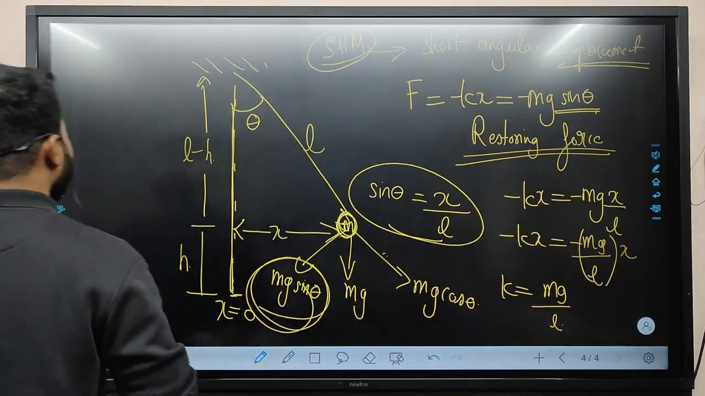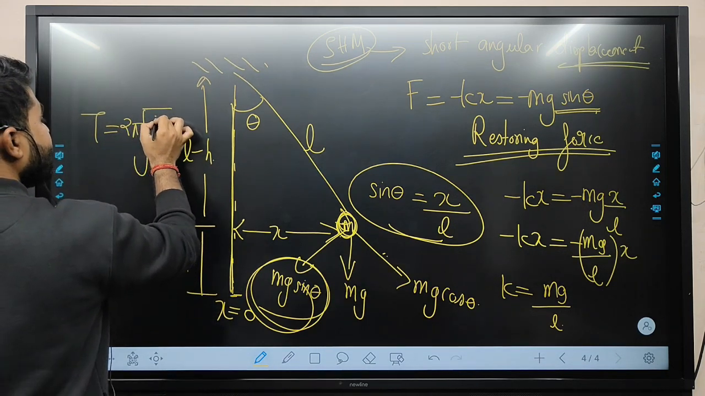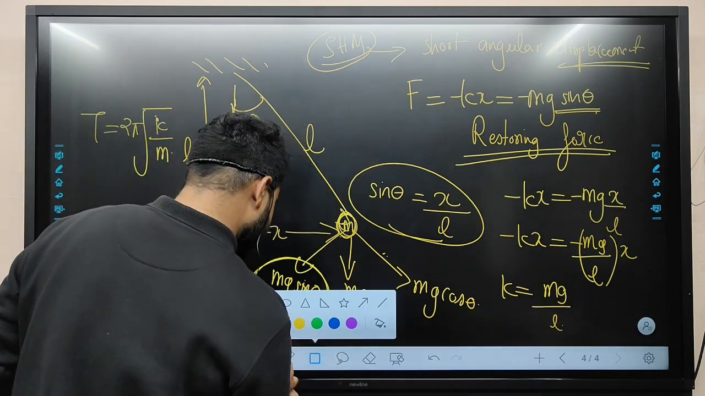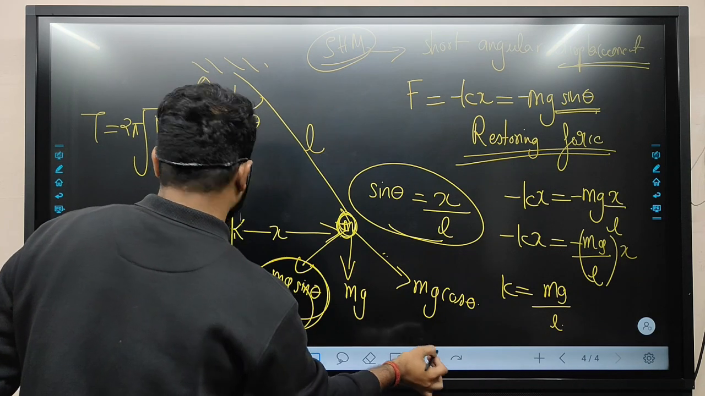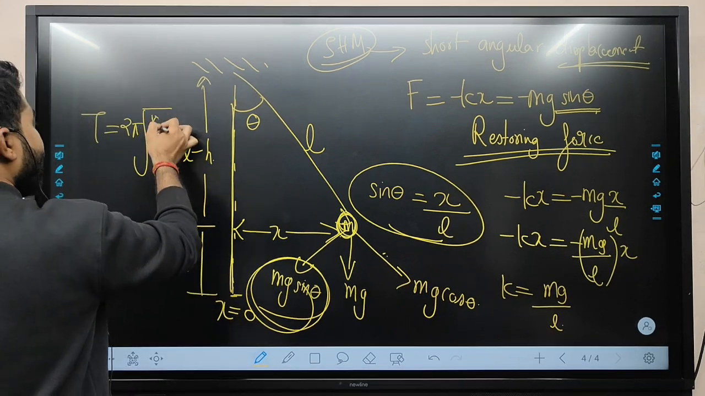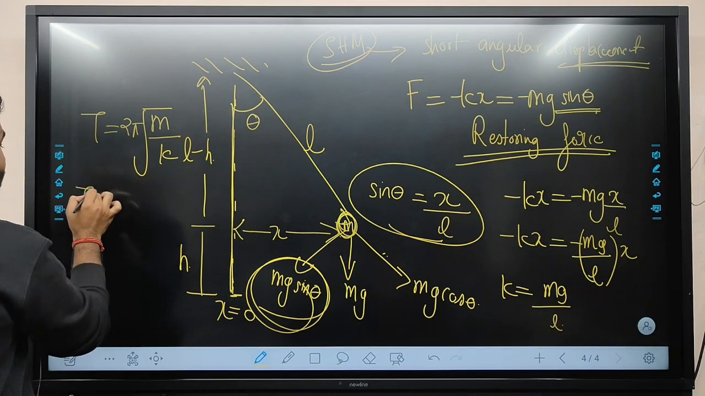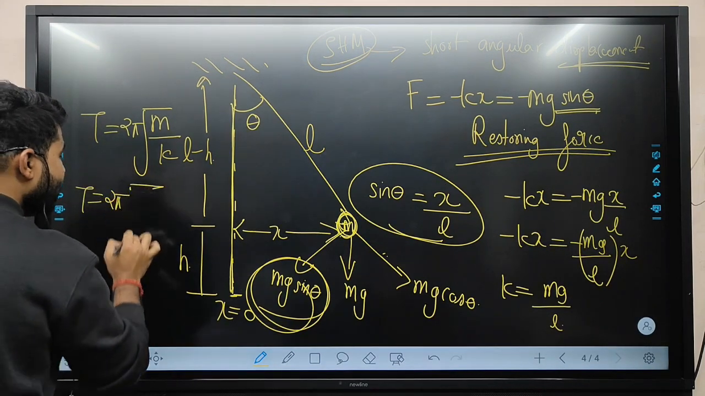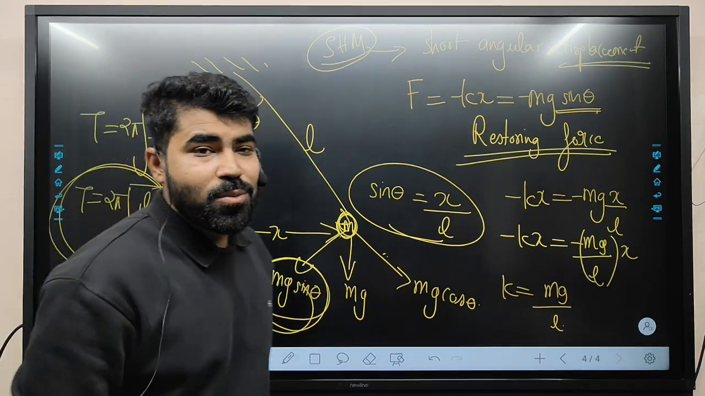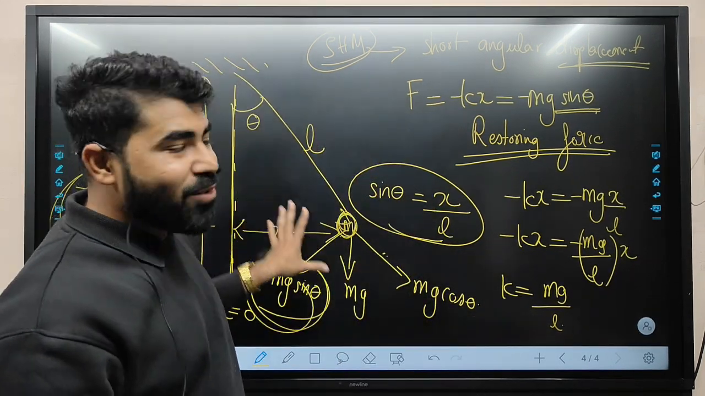We have already studied the formula of the time period. Time period is equal to 2 pi under root m upon k. Now we will put this value of k in this formula. It will become 2 pi under root L upon g. So this is the formula of the time period of a pendulum in the case of this type of pendulum.